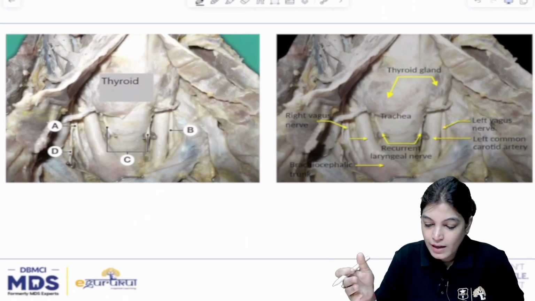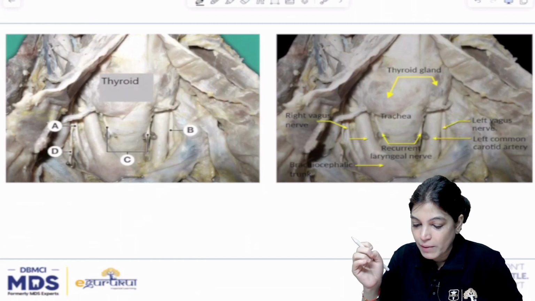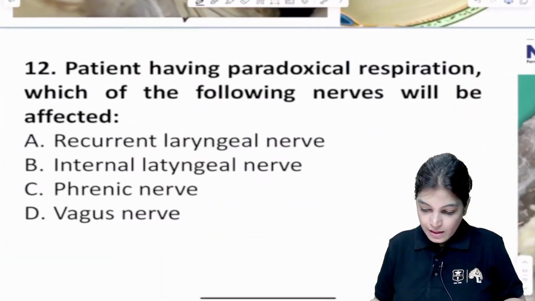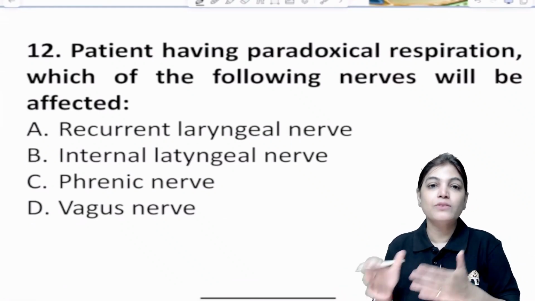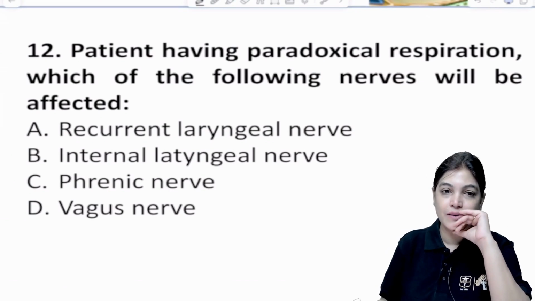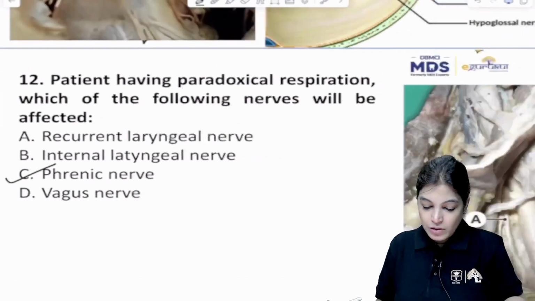Okay, so if we talk about paradoxical breathing, you have to go clearly with this, you don't correlate with the image. Actually there is no talk of the image here, the question directly talks about paradoxical respiration, so which of the following nerves is affected? So we know that the phrenic nerve is innervating the diaphragm, so that is the right answer.